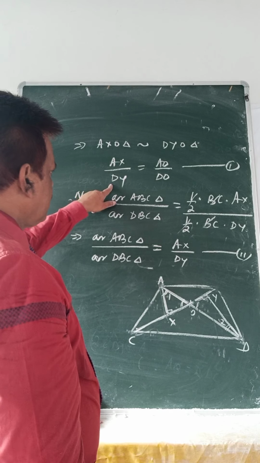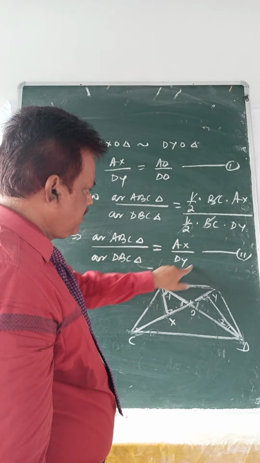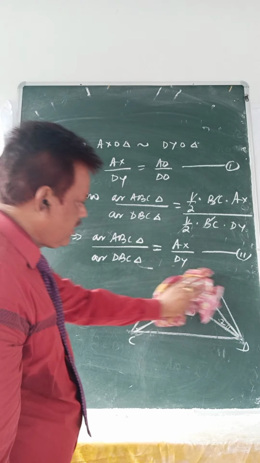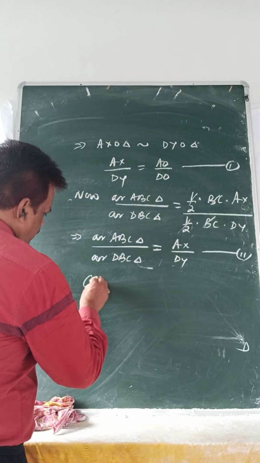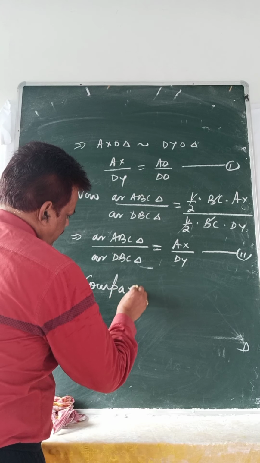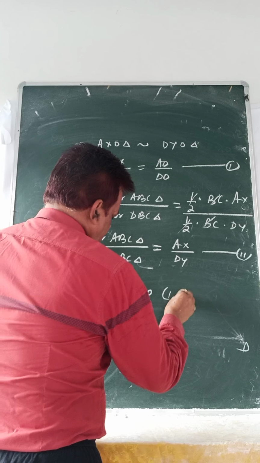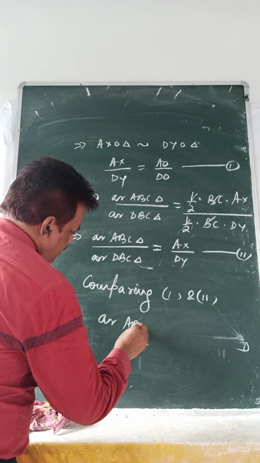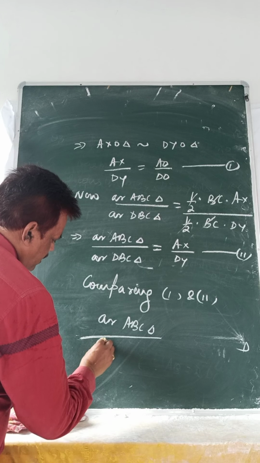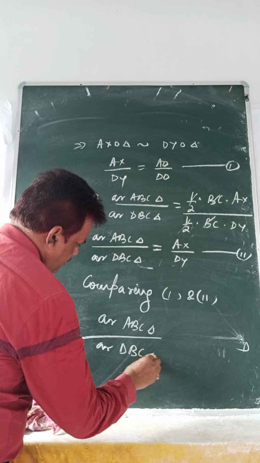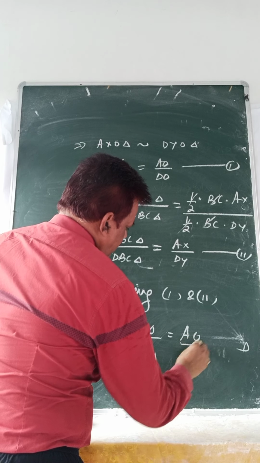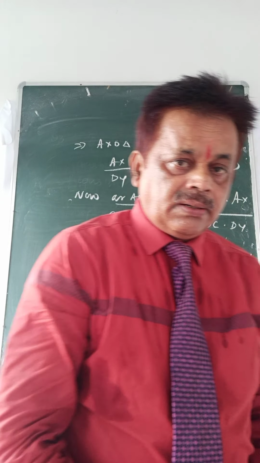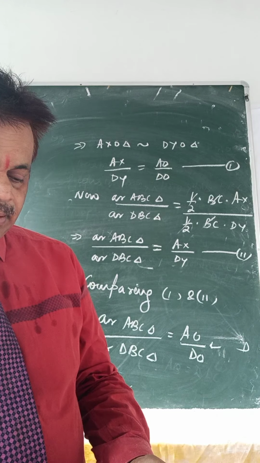What is AX by DY? AO by DO. So in place of this you write AO by DO. Comparing 1 and 2, you get area of triangle ABC by area of triangle DBC equals AO by DO. This is an important question, so practice it very nicely. Okay, now see the next question.